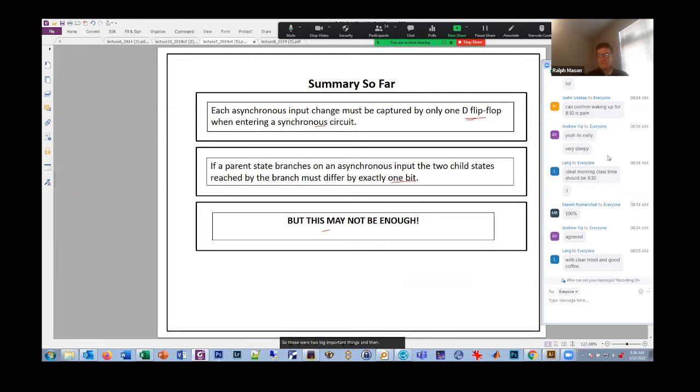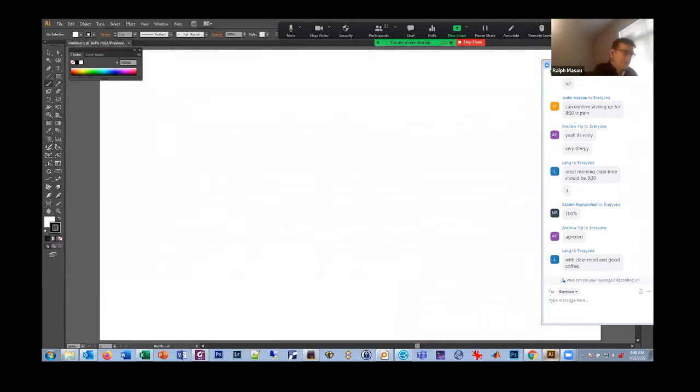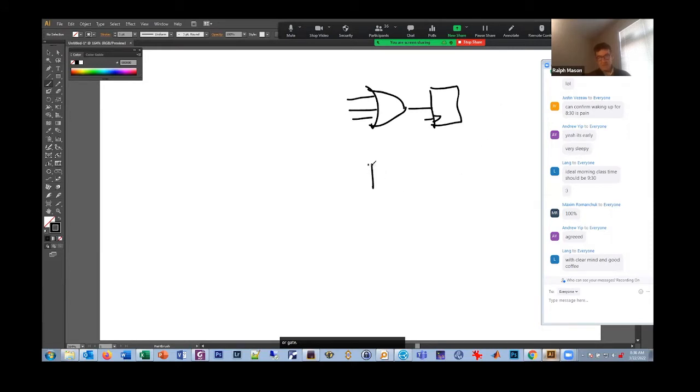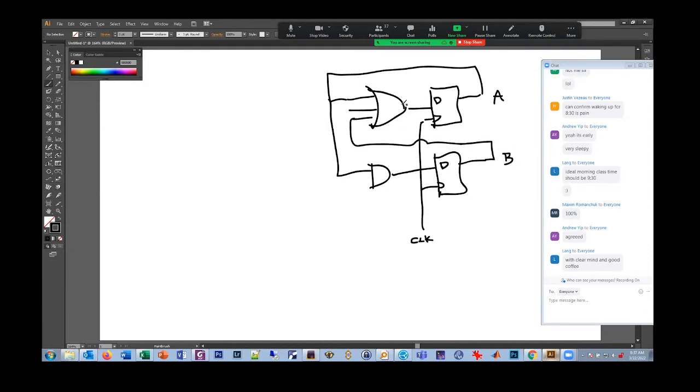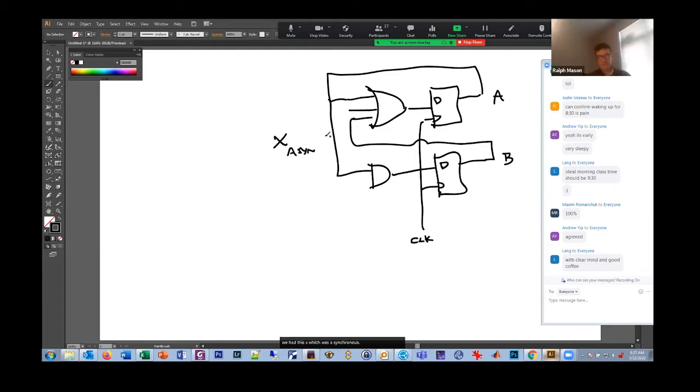And then the last thing we did was a bonus question, which I'm going to redraw here. It looked like this. We had an OR gate going into a flip-flop, and then an AND gate going into another flip-flop, like the D inputs. This was our clock. We had the A state, which came around and went into this one and this one. We had the B state, which went into this one. Then we had this X, which was asynchronous, and it went there and into there.